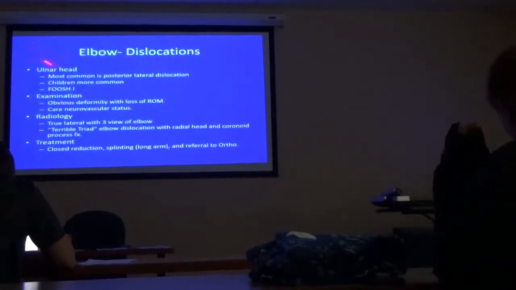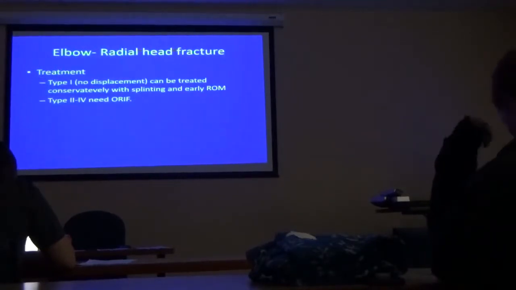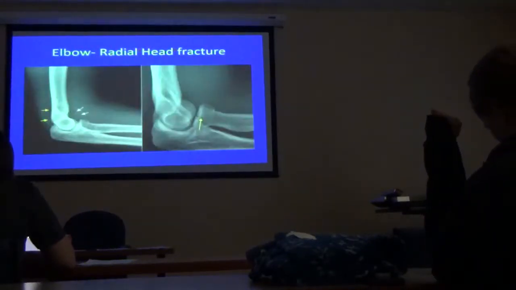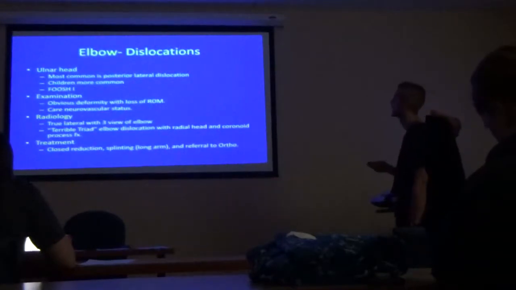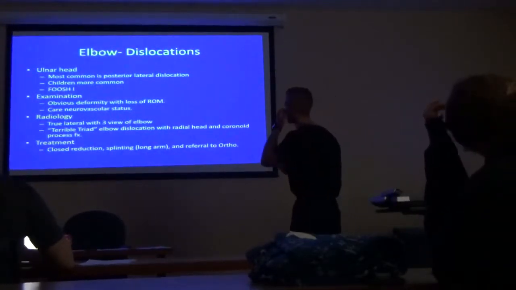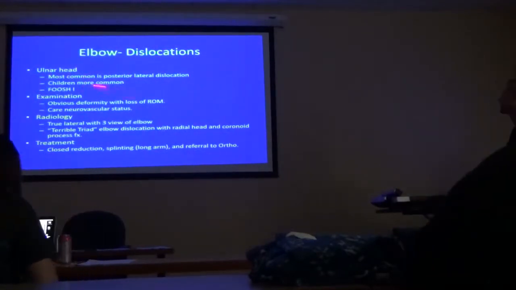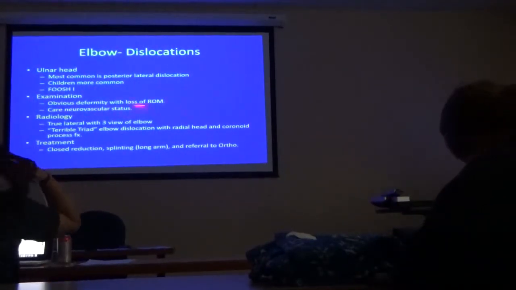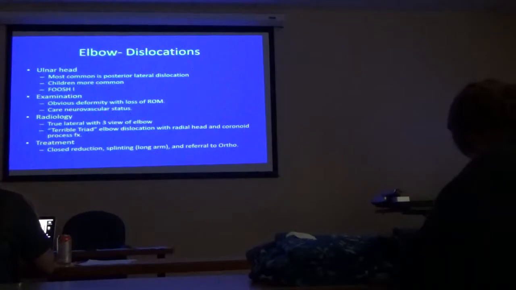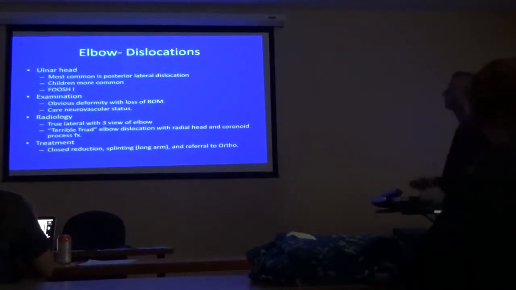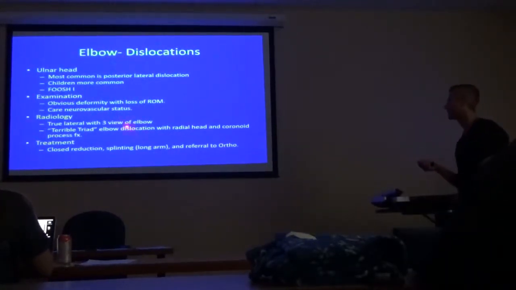Okay, that was radial head fractures. Now we're going to elbow dislocations. Most common is posterior lateral dislocation. More common in children, from a FOOSH. Obvious deformity with loss of range of motion. Your elbow is a hinge joint, hard to move when the hinge is unhinged, right?